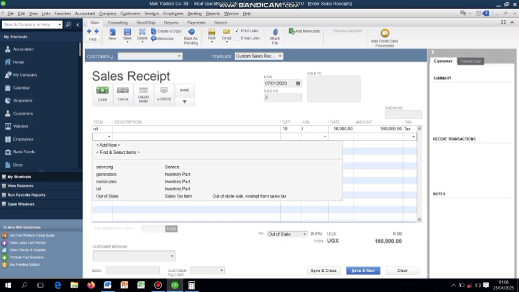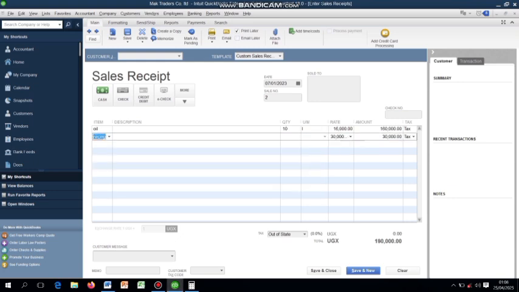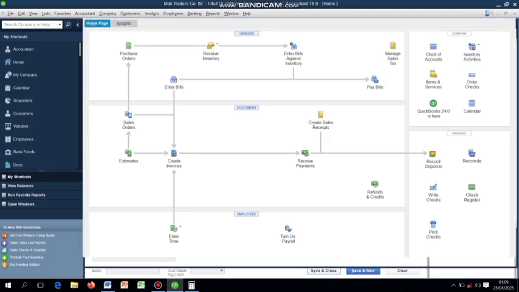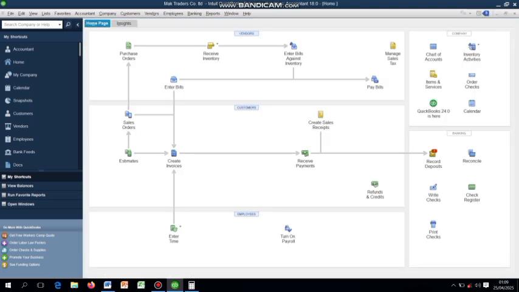Then engine oil and serviced 5 generators. So I'll come here and say servicing, 5 generators, and we assume it was cash. So that's the amount. I will save and close the transaction. So I'll go to the next transaction, which was on 11th.